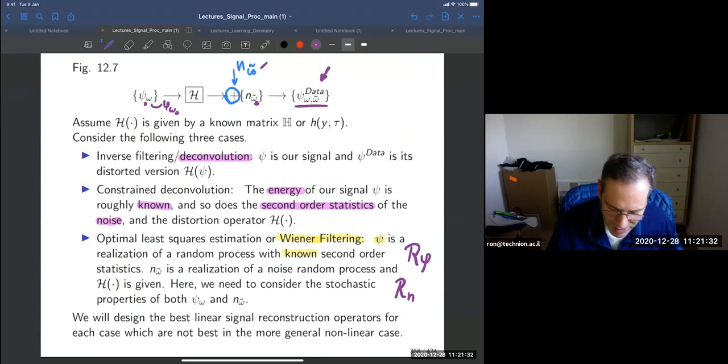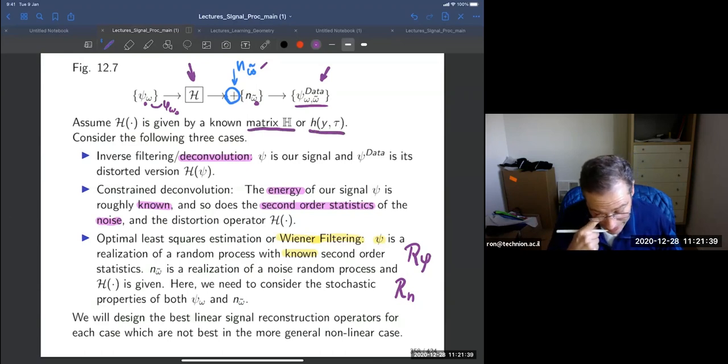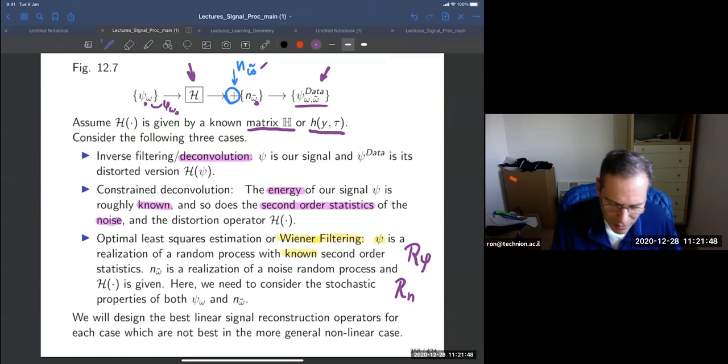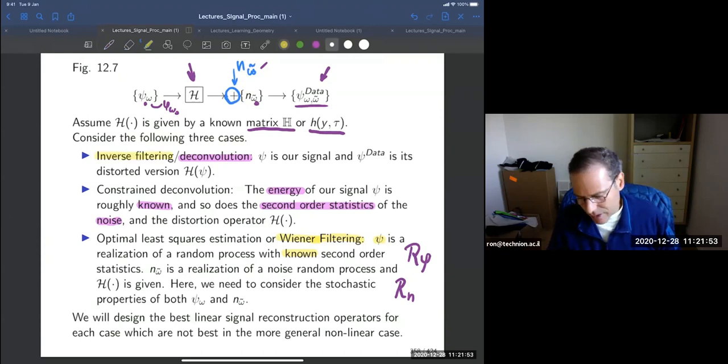We also assume that the distortion matrix is given. So somebody is giving us a matrix, or in the continuous case, this function that tells me how I convolve the input with this kind of function. And what we need to do is something which is called either an inverse filter or a deconvolution, okay? Because we convolved, then we call the convolution, where our input data is psi, that is distorted by my H.